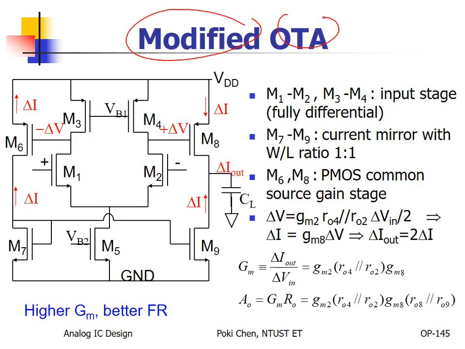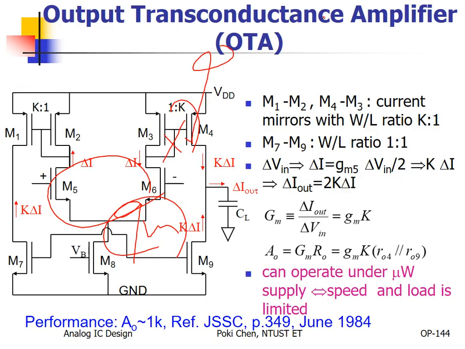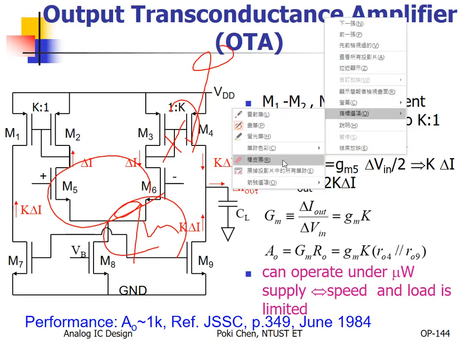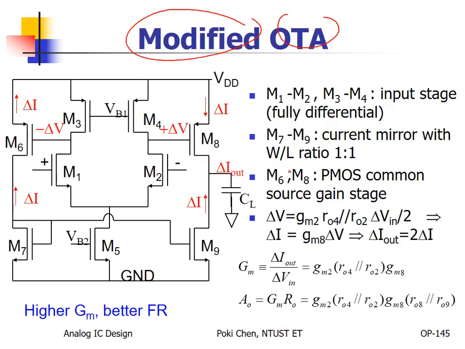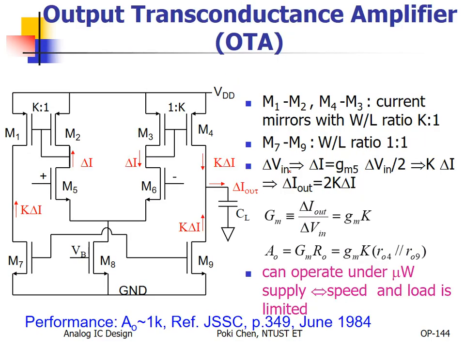Modified OTA. What is the major difference? Again, use your eyes as cameras. Have a screenshot. Then go back to the original one, right? What is the major difference? M7. What is M7? Oh, yeah. Here. M2 and M3. See?